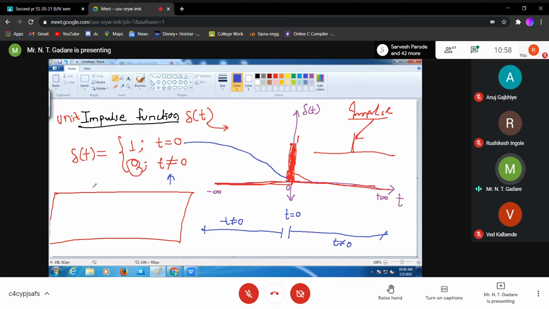Okay, so technically the delta of t is defined as the integration from minus infinity to plus infinity of delta of t dt, which is always equal to 1. This is the point of discussion: the unit impulse function is defined when t equals 0 and it is 0 when t is not equal to 0. This is the second standard signal.